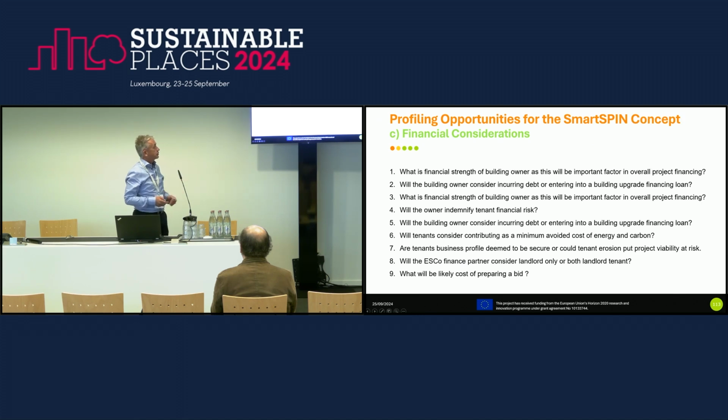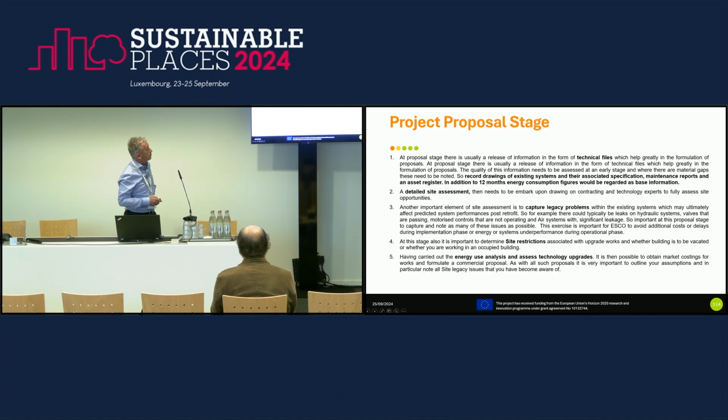And then, from the ESCO's point of view, what's the likely cost of preparing a bid? Because these types of proposals can be quite expensive. When we get to project proposal stage, there are the technical files: the record drawings of existing systems and their associated specification, maintenance reports and an asset register. For a building owner, if you're going to go down this route, it's important that that's all well detailed. Your energy consumption, so we can form a baseline, is also very important.